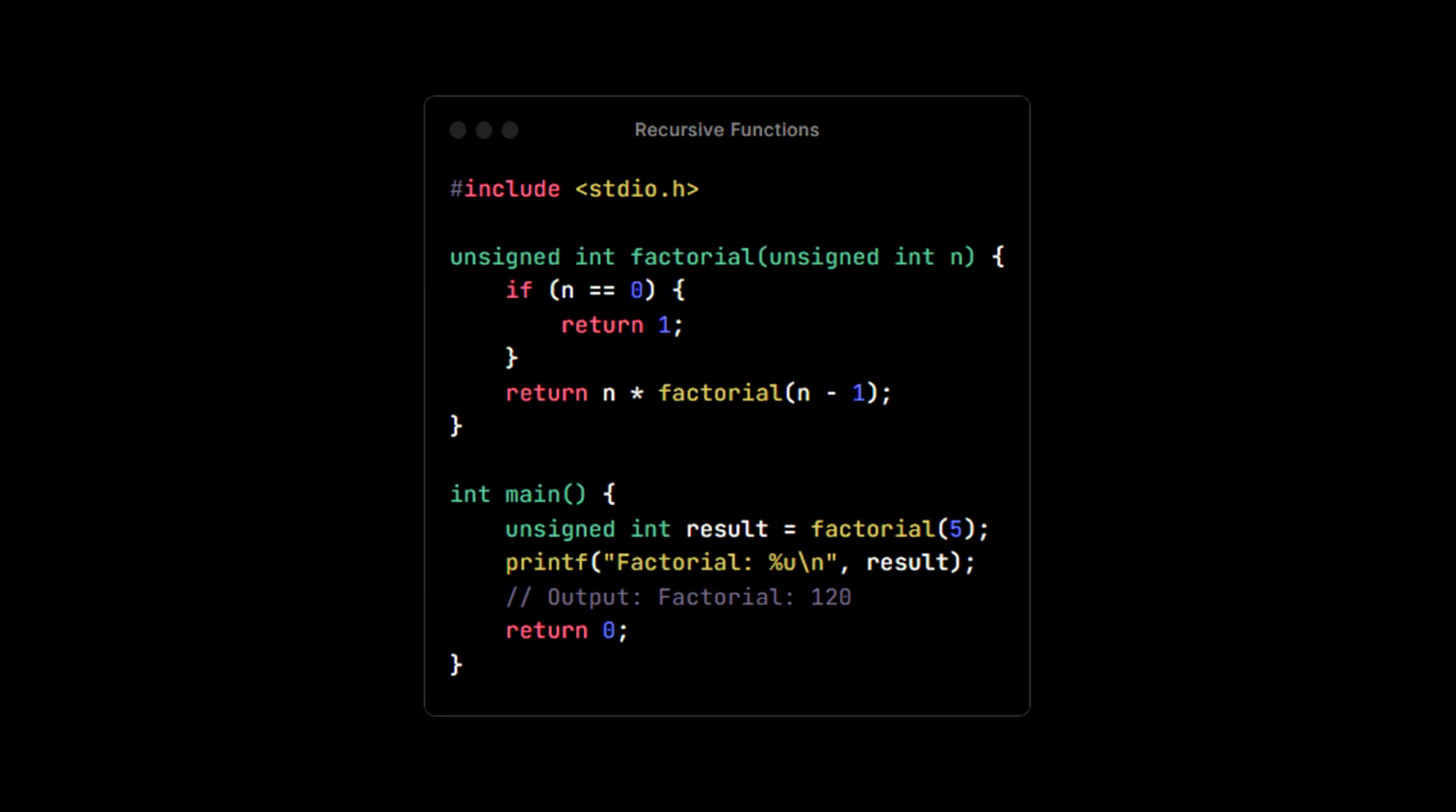Recursive functions. In C, functions can call themselves, which is known as recursion. Recursive functions are useful for solving problems that can be broken down into smaller subproblems. Here's an example of a recursive function to calculate the factorial of a number.